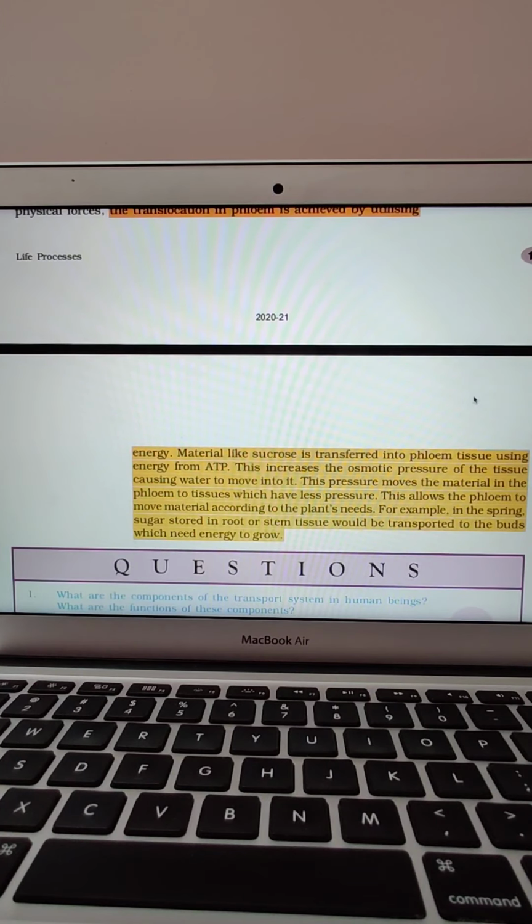So this is how transportation of food material occurs in the plant, for which phloem is responsible, and by utilizing energy, this transport occurs due to the osmotic pressure difference generated between the different cells. I hope you all have got the concept of translocation of food. Thank you all.